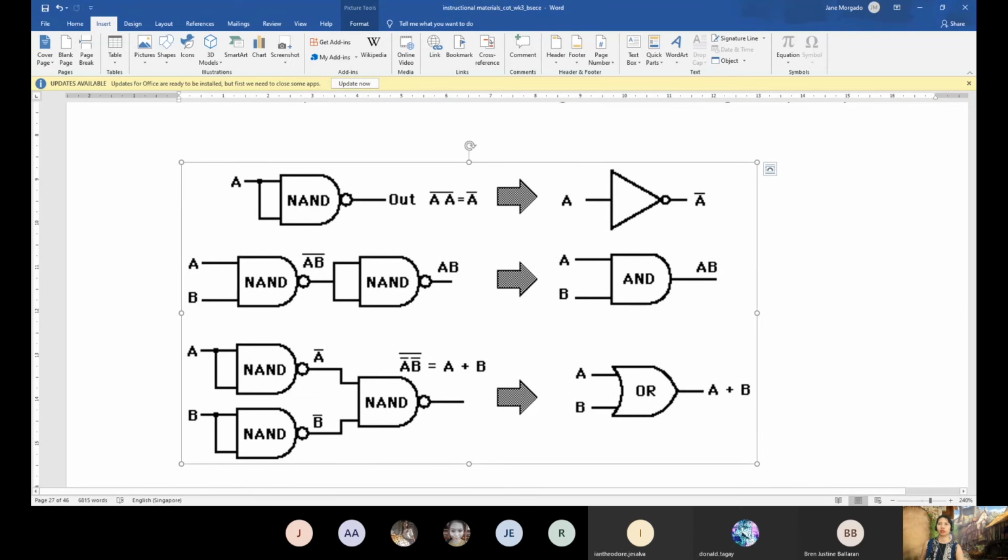Any questions, class, with NAND gates equivalents? So what I'm saying is, if you want an inverter, just simply draw this. For the AND gate, this is the equivalent logic circuit diagram. And for the OR gate, this is the equivalent circuit diagram. So all you have to do is refer to this diagram. Any questions on NAND gates?